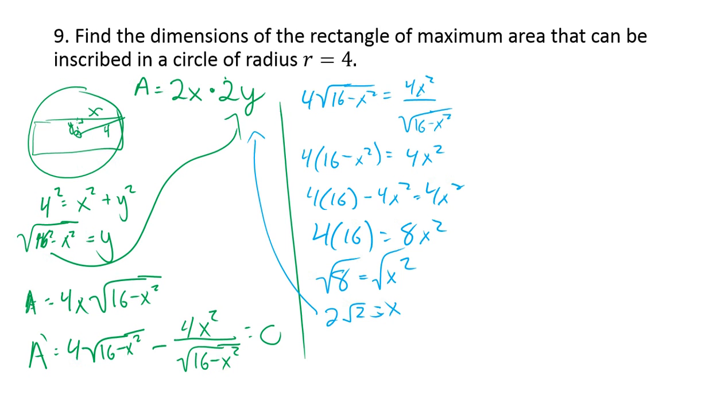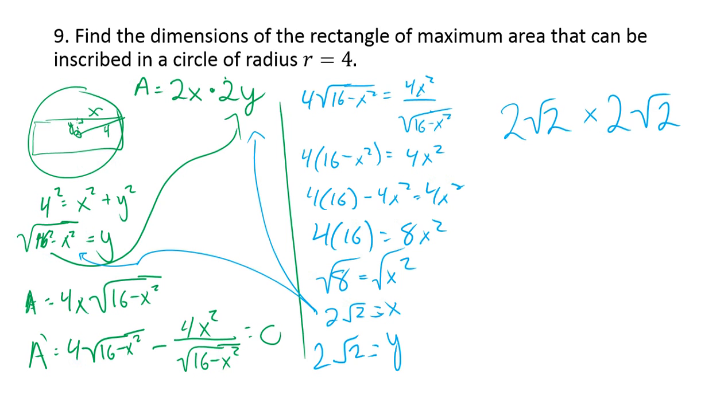When we check what this gets us, plugging in this x, the square root of 8 squared is 8, so it'd be 16 minus 8, which means y is also 2 root 2. Since they're the same, it means we basically have a square, and that's going to maximize our area. So our dimensions would be 2 root 2 by 2 root 2.